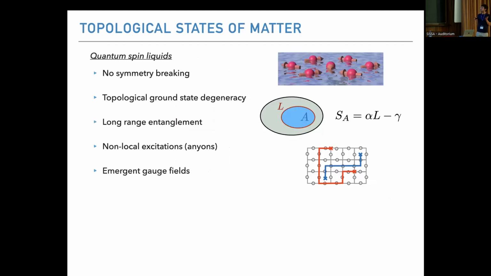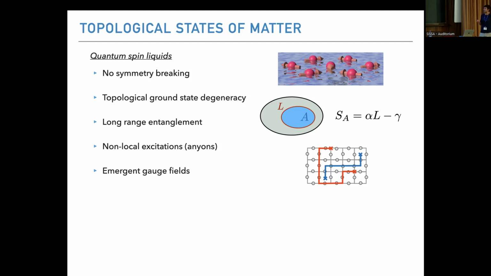And the phases that I'm looking for are what are nowadays called topological states of matter. In particular, since this is a spin system, I'm looking for quantum spin liquids, which are just states where there is no symmetry breaking. So they are like liquids, like in this picture here, but they are characterized by something which distinguishes them very much from trivial product states.